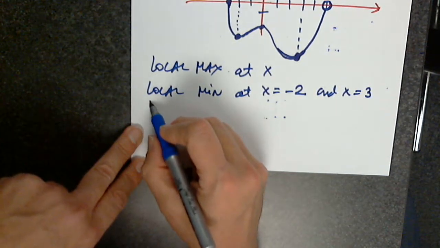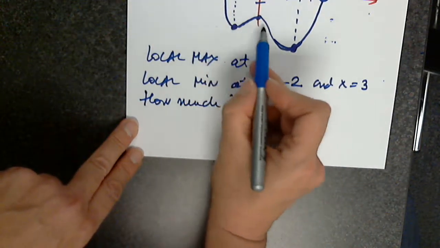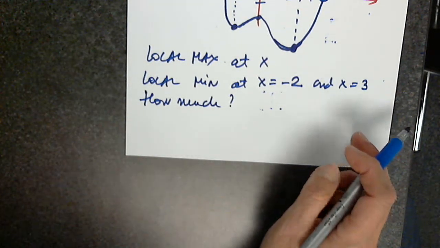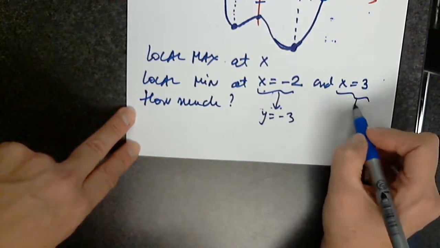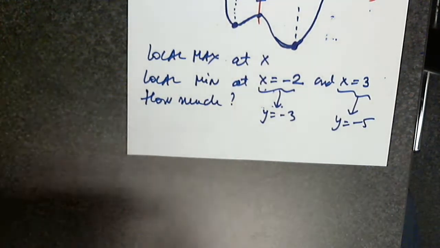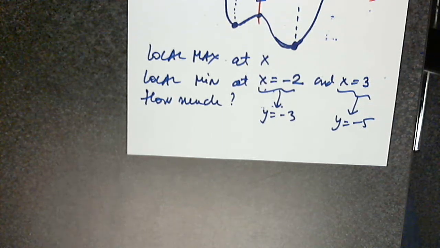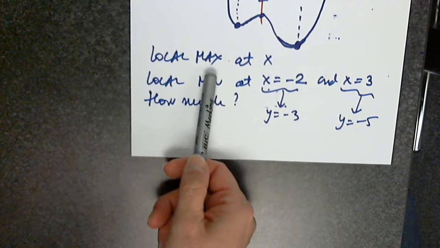How much is the minimum? Then I have to read the y values. And I read negative 3. For this one, y equals negative 3. And for this one, I read negative 5. We'll talk about minimum. Okay. The minimum is negative 5 when x is 3. And the minimum is negative 3 when x is negative 2. Is that okay? Okay, now I want to find local max.